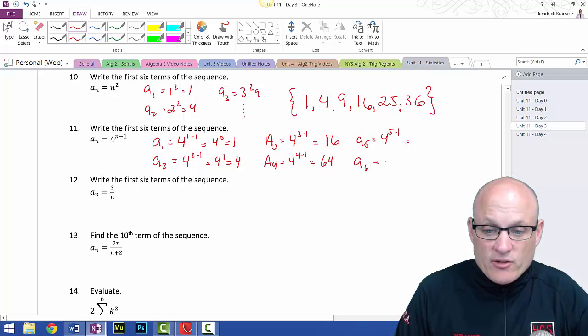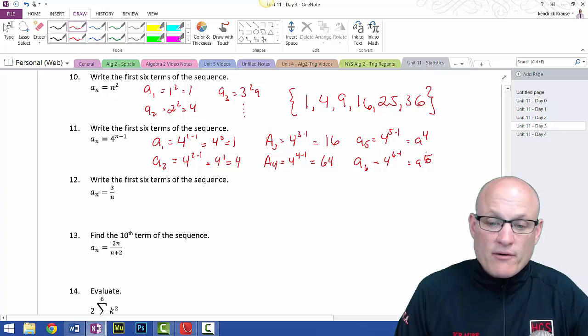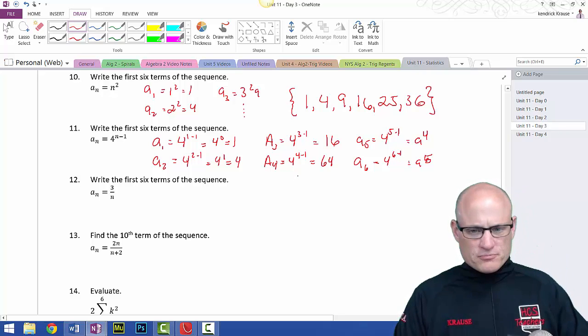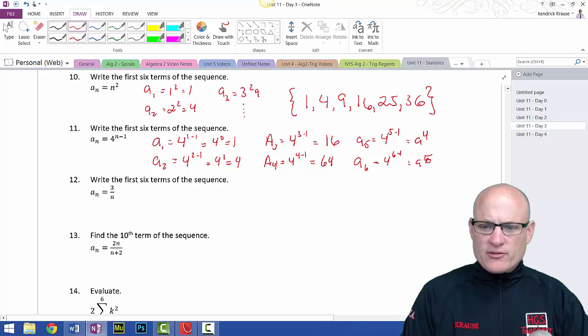A to the 6 would be 4 to the 6 minus 1. This would be a to the 6th power. No, 5th power. And this would be a to the 4th power. Let's see. This would be 256. And I think this is 1024.